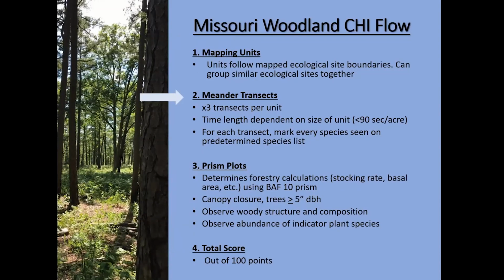3 timed meanders are conducted per sampling unit to assess ground flora cover. The time limit on each transect is determined by the size of the unit, but it's typically less than 90 seconds per acre. During the meandering route to the prism plot, plant species are called out to a data recorder, and these are marked off a list. And once the time limit is reached, the process begins again, and the plant list restarts each time.